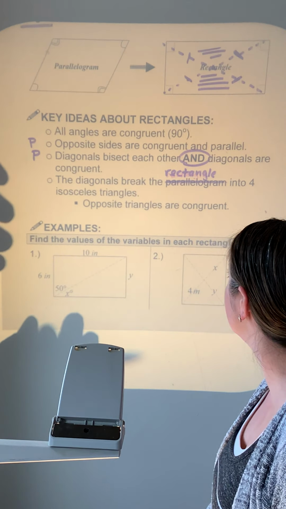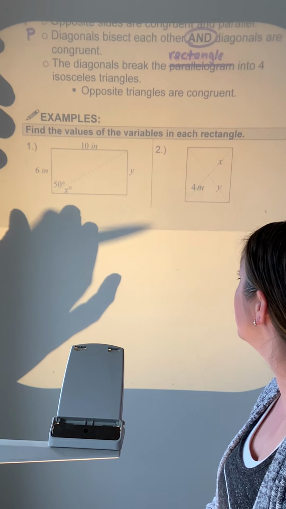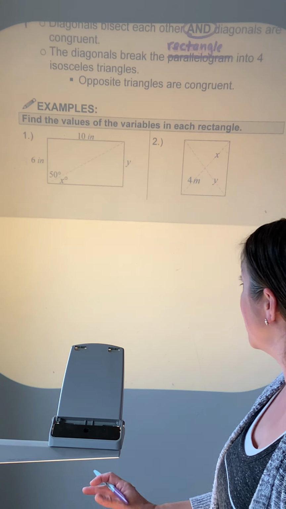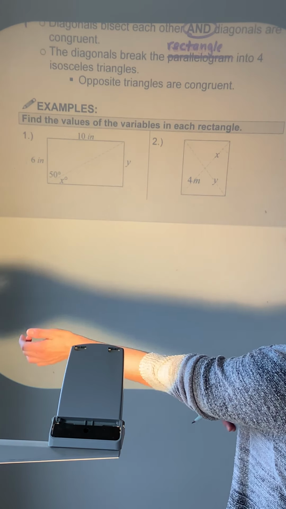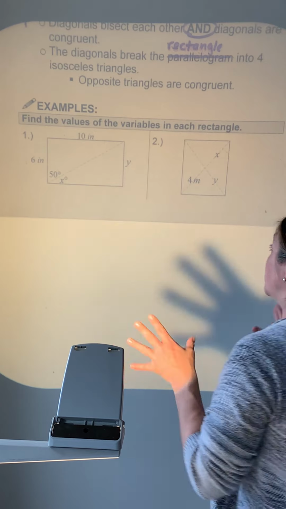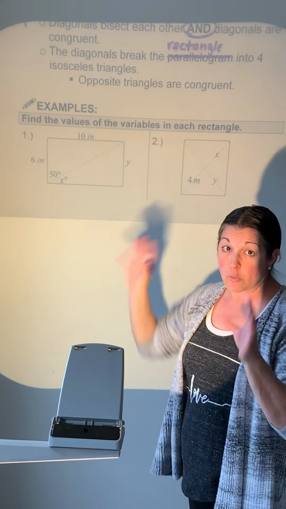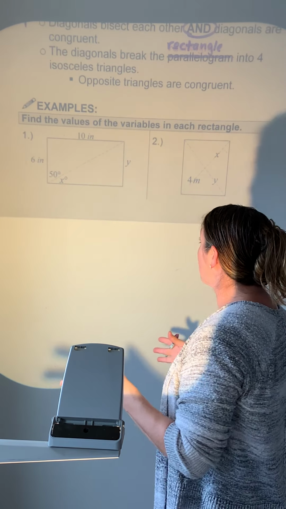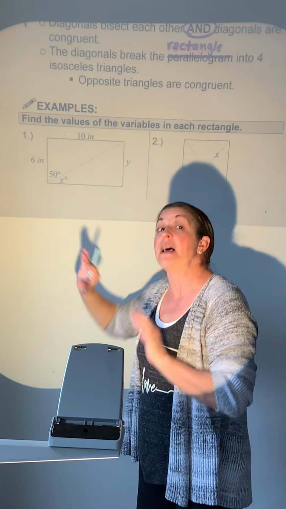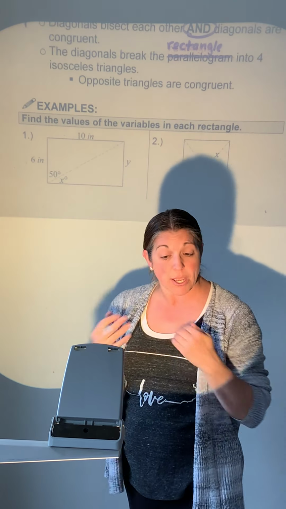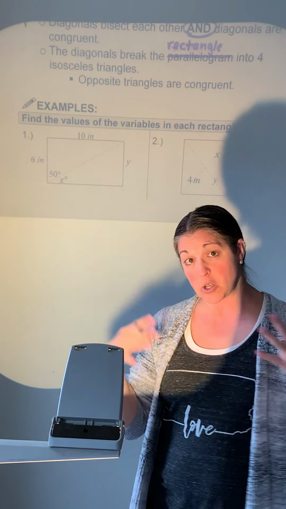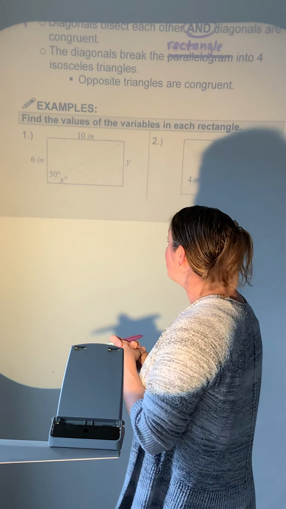So let's take a look at those key concepts with some smaller problems here before we get to the real big ones. For number 1 and 2, we're finding the values of the variable in each rectangle. I would have to tell you that it is a rectangle, even though I know it looks like one. Don't worry, I will let you know when you're working with a rectangle as opposed to a regular parallelogram.